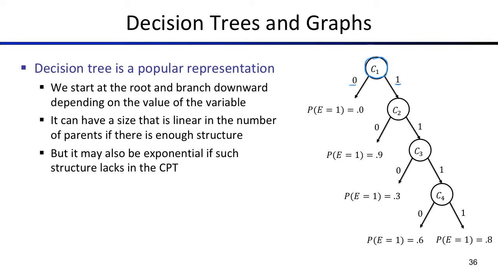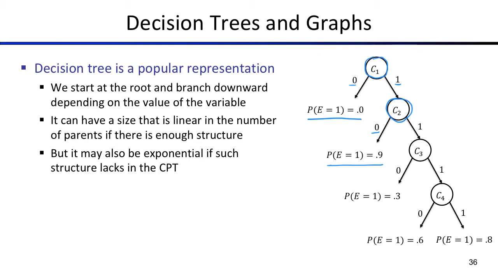It's 0 or 1. If C1 is 0, the probability of E equal 1 is going to be 0. And that's solved. So we isolate several rows of the table in a single test, and that's good, so you save space for representation. If C1 is 1, we cannot decide yet, so we look at C2 and see what the value of C2 is. If C2 is 0, we can conclude that the probability of E equal 1 is going to be 0.9. Otherwise, we have to test for C3 and so on.